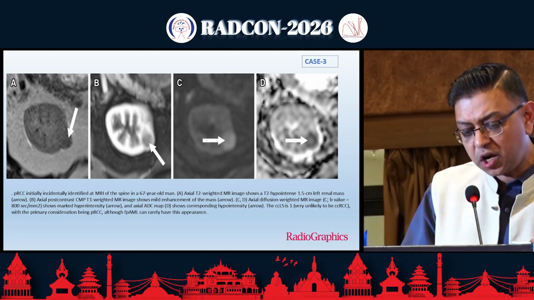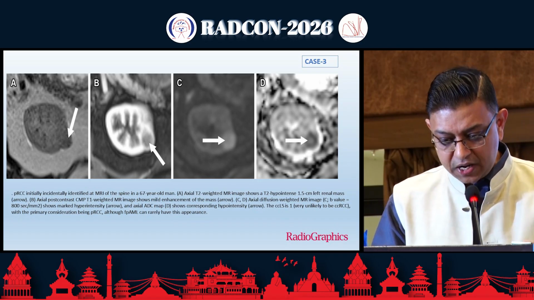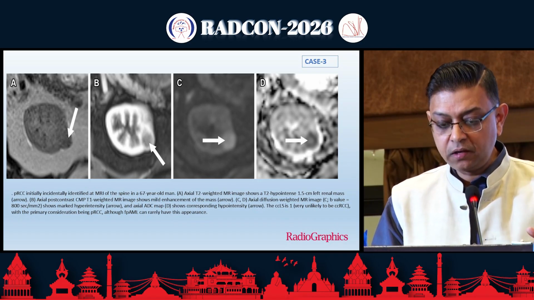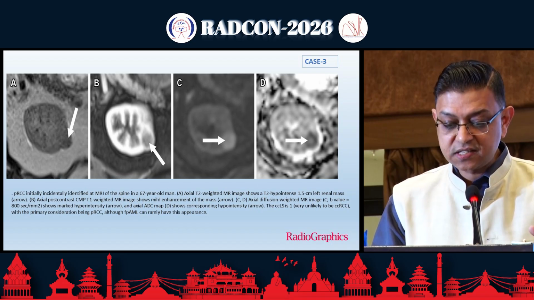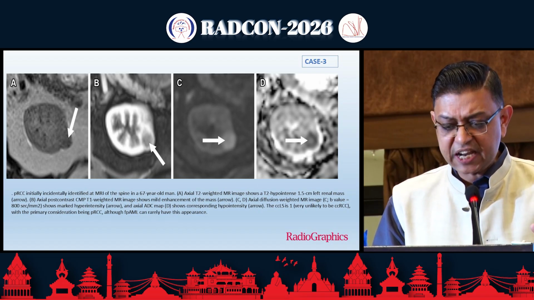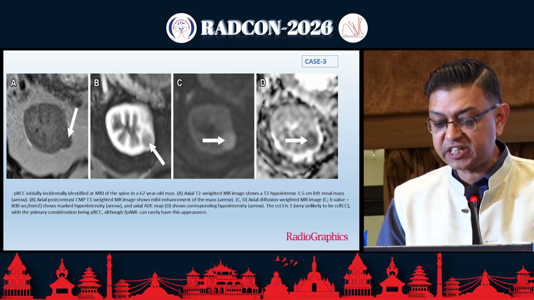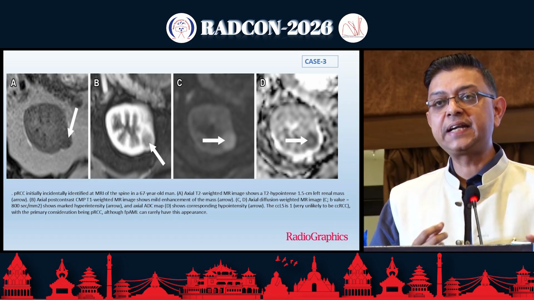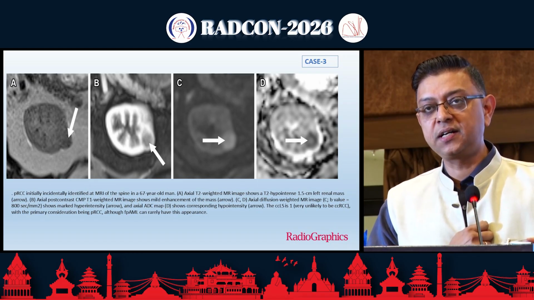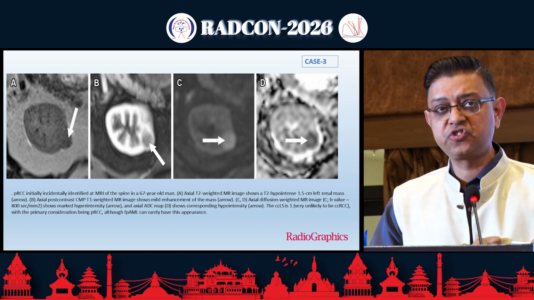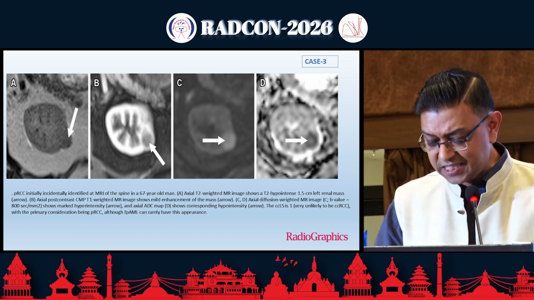Again, a very small papillary renal cell carcinoma. On T2, nothing. Looks almost like a cyst. Post-contrast, not much enhancement, but on diffusion, in ADC, it restricts. That is one more characteristic of papillary cell carcinomas. They show diffusion restriction, though they do not show much enhancement.